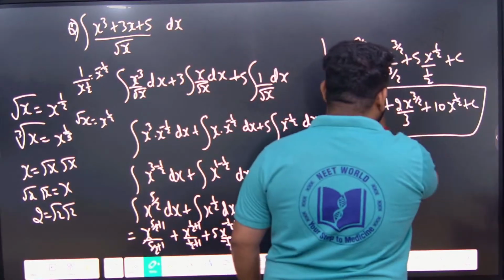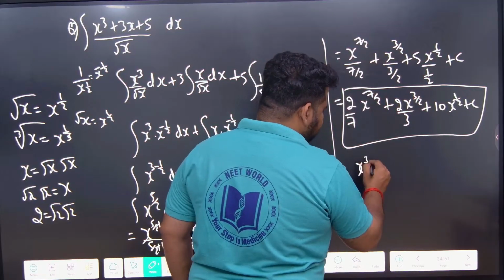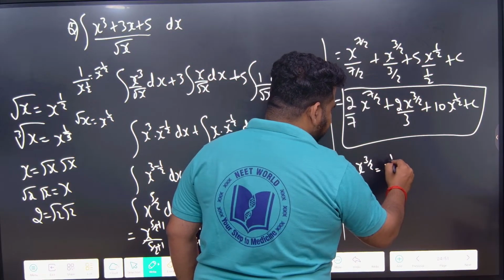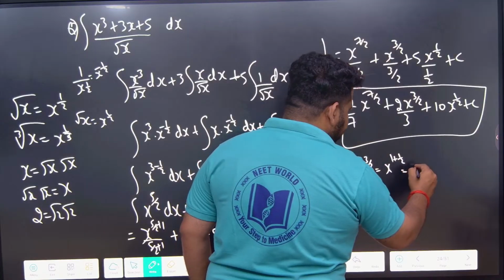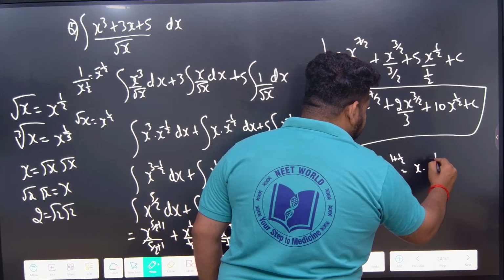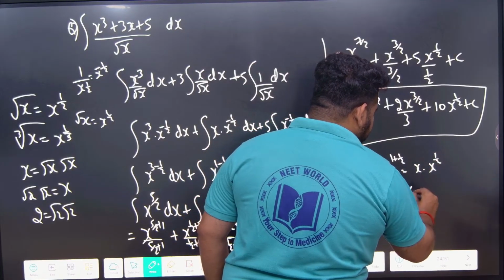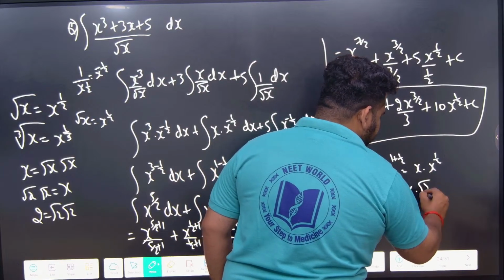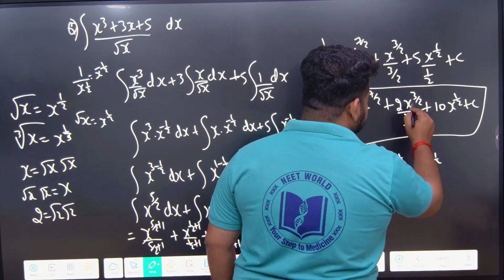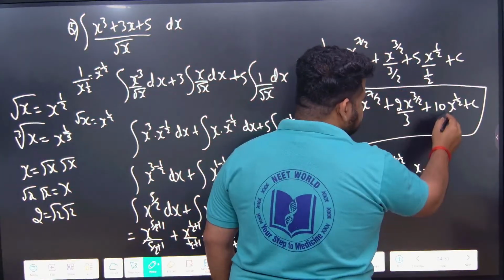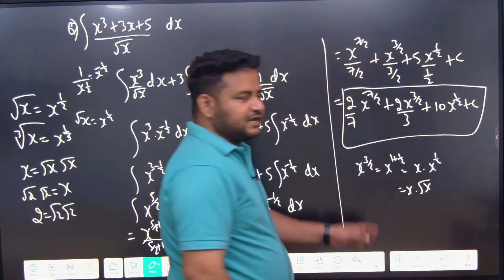Or I can further simplify. X to the power of 3 by 2 means what? I can write it as x to the power of 1 plus 1 by 2, that is nothing but x into x to the power of 1 by 2. x to the power of 1 by 2 is root x. Okay, root x. So here I can write it as x into root x. Here I can write it as root x. Further I can simplify like this.